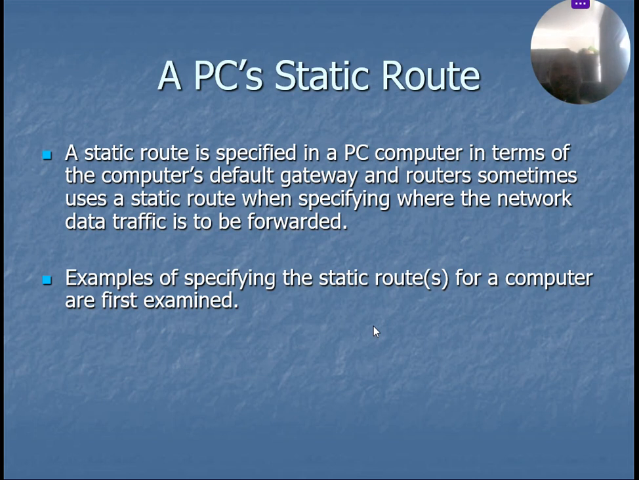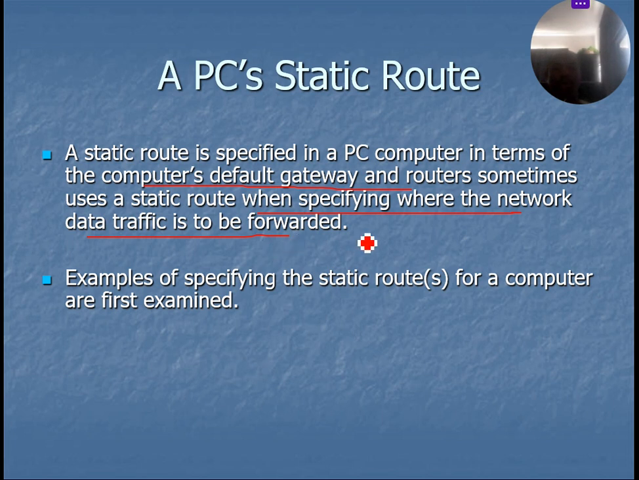Now, let's take a look at the PC static route first. A static route is specified in a PC in terms of the computer's default gateway. So usually we use the default gateway, like the first one we saw, 10.10.20.0. A default gateway is used by a PC to send data to a router. And the router sometimes uses static routes when specifying where the network data traffic is to be forwarded, that is, where they want to forward the data packets.